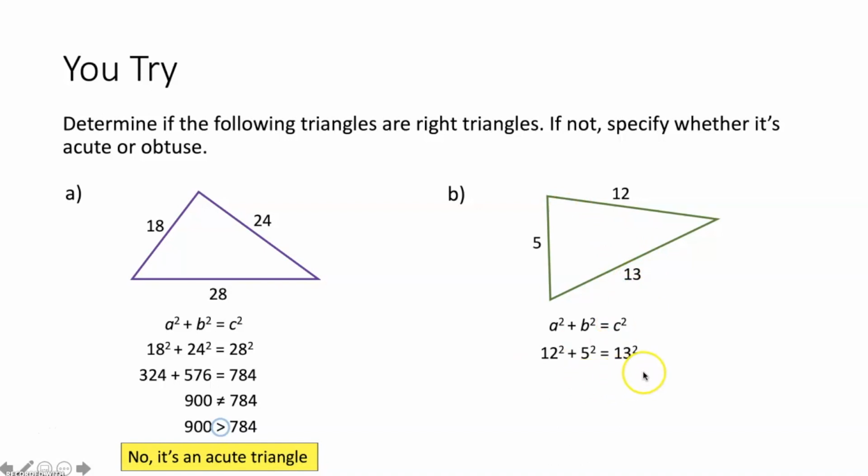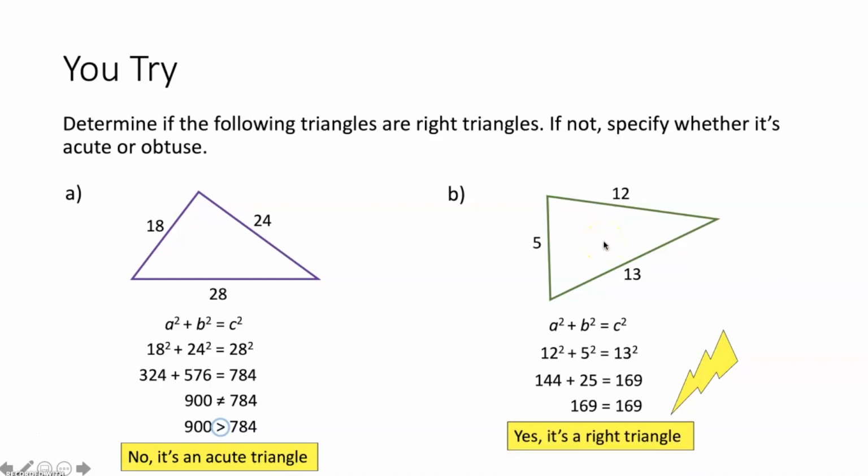Now I simplify each side and determine if they are equal. If they are equal, then it's a right triangle. If they're not, then it's either going to be acute or obtuse. So 12 squared is going to be 144, 5 squared is going to be 25, and then 13 squared is 169. I then add these two together and I get 169 is equal to 169, because a squared plus b squared is equal to c squared. That means that this triangle up here must be a right triangle.